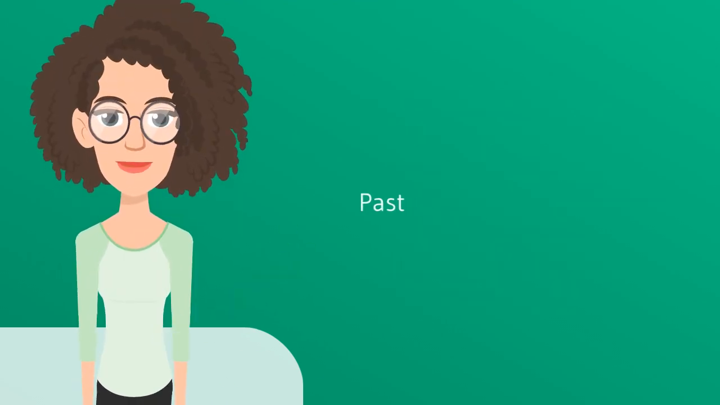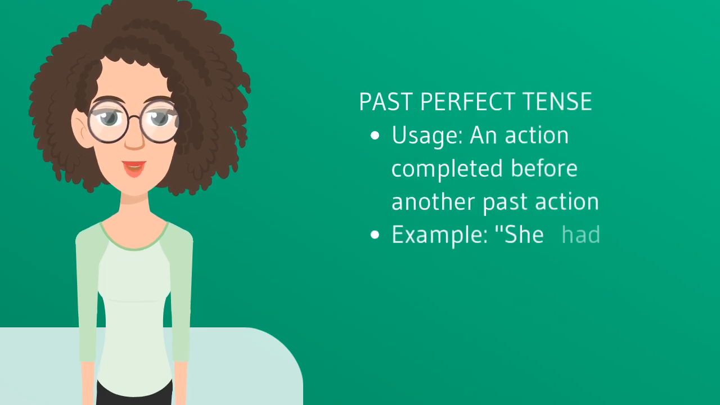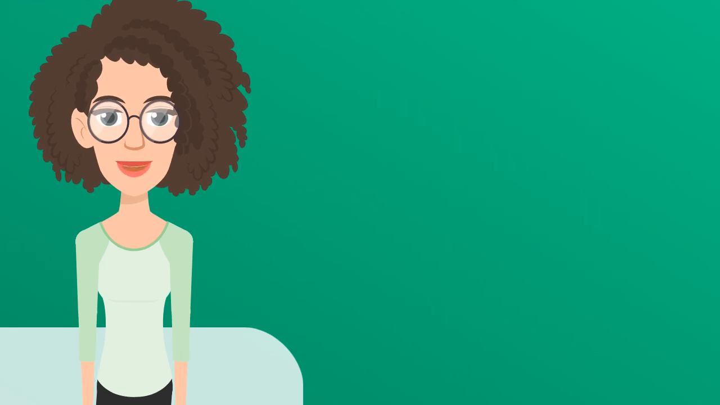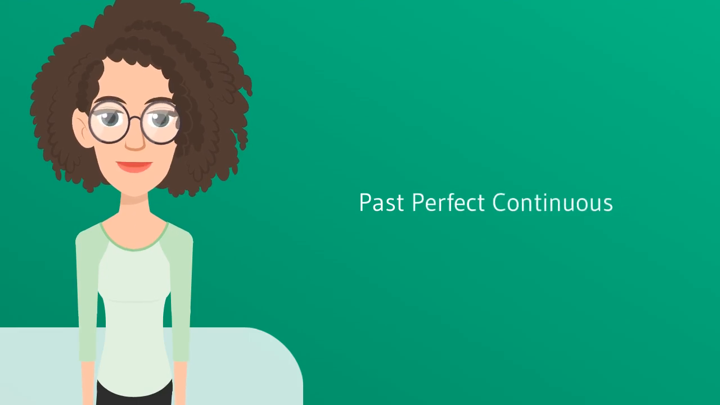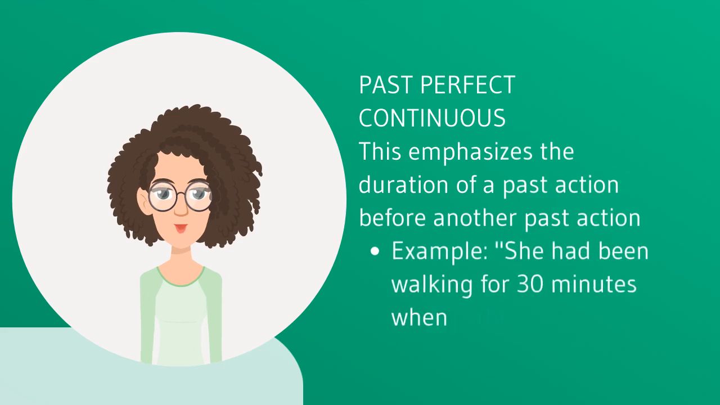Past perfect. Usage: an action completed before another past action. Example: she had walked to school before it started raining. Past perfect continuous, optional/advanced. Usage: emphasizes duration of a past action before another past action. Example: she had been walking for 30 minutes when the rain started.